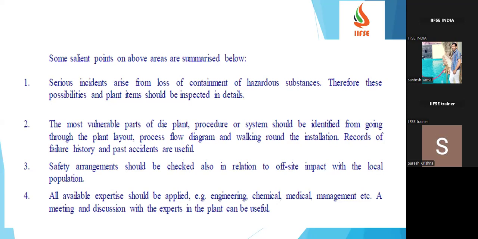And safety arrangements should be checked, and also in relation to offsite impact on the local populations. Then all available expertise should be applied, for example engineering, chemical, medical management, etc. And a meeting and discussion with the experts in the plant can be useful. So before going for inspection, you have to take help of other team members from maintenance, instrumentation, process, quality, and R&D, so that you can understand the complete concept and also the controls of the plant. You can do a better inspection.